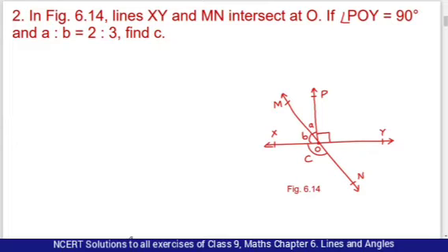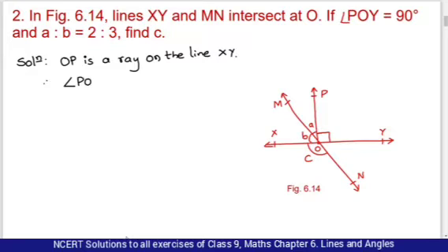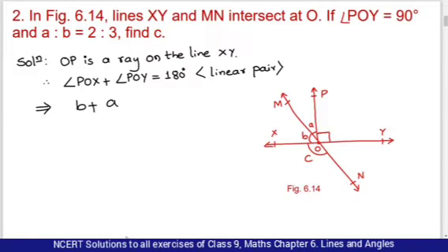Second question. In figure 6.14, lines XY and MN intersect at O. If angle POY is equal to 90 degrees and A is to B is equal to 2 is to 3, find C. Solution. OP is a ray on the line XY. Therefore, angle POX plus angle POY is equal to 180 degrees, because this is a linear pair. Linear pair forms an angle of 180 degrees. Angle POX is B plus A plus angle POY is 90 degrees, which is equal to 180 degrees. Now this A plus B is equal to 180 minus 90, which is 90 degrees. Take this as equation number 1.